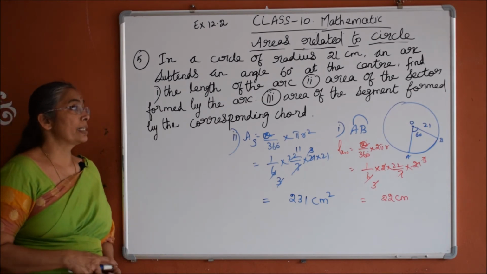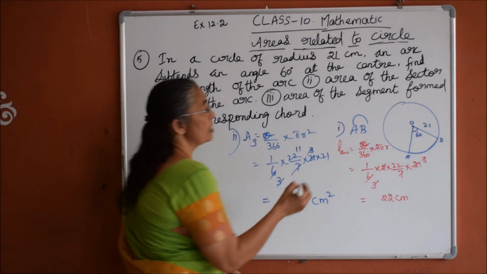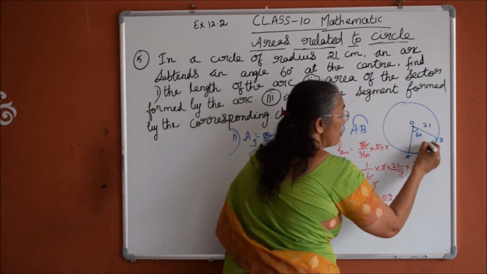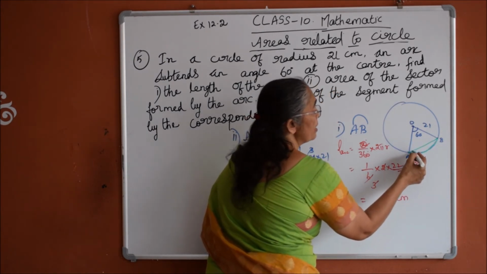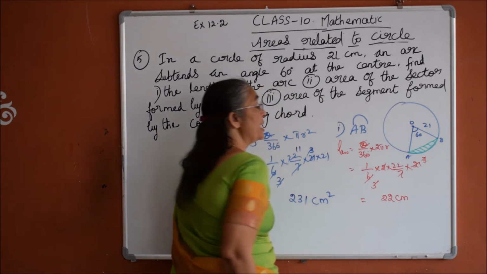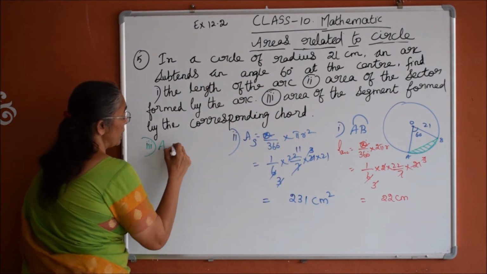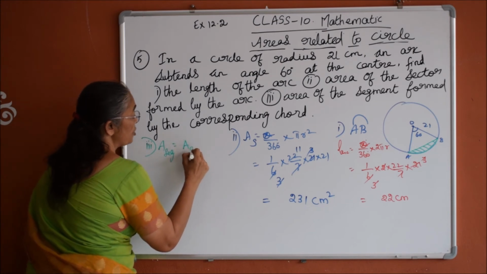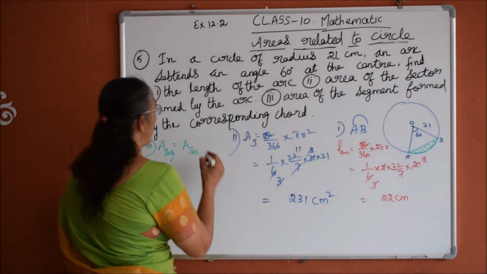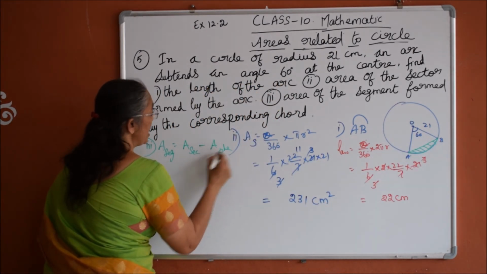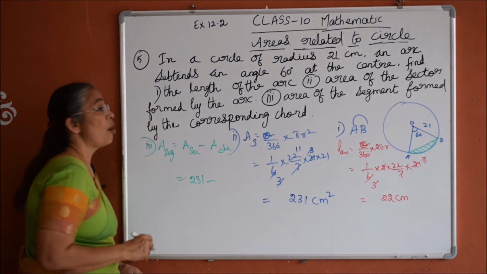Now the third part is the area of the segment. So how will we get the segment here? The segment is the portion covered between the chord and the corresponding arc. So I need this portion, right. The area of segment is given by the area of sector minus the area of triangle. We already got the area of sector as 231. Now we need only the area of the triangle.